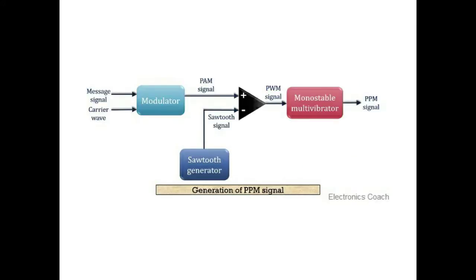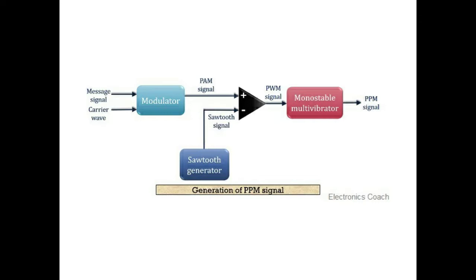This is the generation block diagram of PPM. It contains a modulator, sawtooth generator, and monostable multivibrator along with a comparator. What happens here, you can observe the modulator has two inputs. One is the message signal, one is the high frequency carrier wave. The output of the modulator will be a PAM signal. Now the sawtooth wave generator will have output as a ramp.